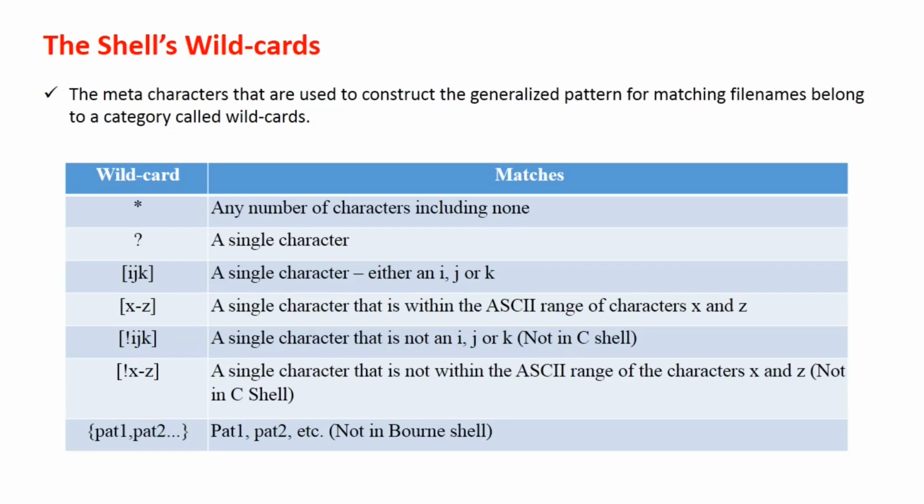Last one, inside curly brackets, part1, part2 and so on, it considers only that particular word. The search is only for that particular word, part1, part2 and so on. So these are the different wildcards available in a Unix system. You can use these wildcards to match and search a pattern.